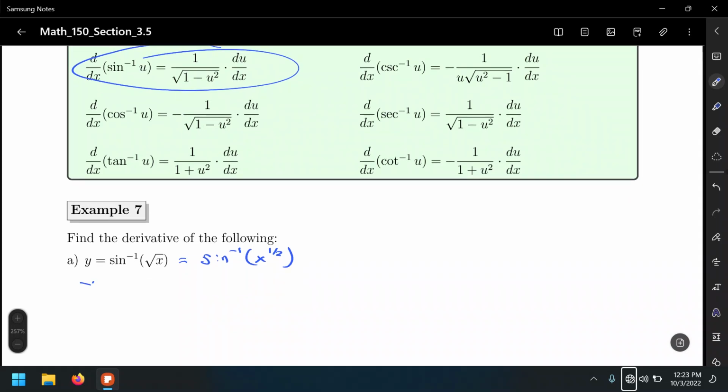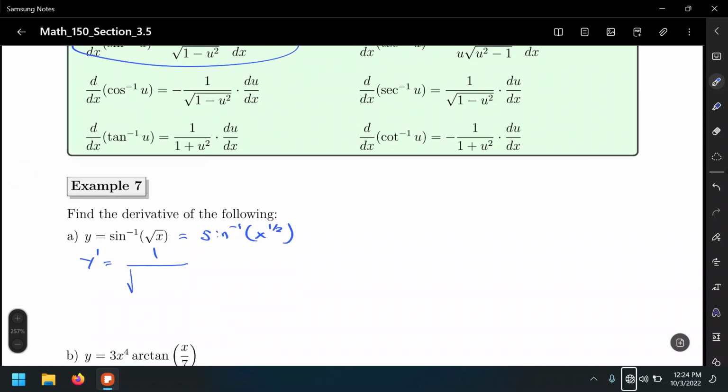So y prime. The derivative of inverse sine is going to be 1 over the square root of 1 minus u squared. In this case, our u will be the quantity inside the parentheses of the inverse sine function, which is x to the 1/2. So that's the square root of 1 minus x to the 1/2 quantity squared, times the derivative with respect to x of the quantity x to the 1/2. Let me do one thing at a time. Yes, thank you, I messed up the sign here. So minus, all right?